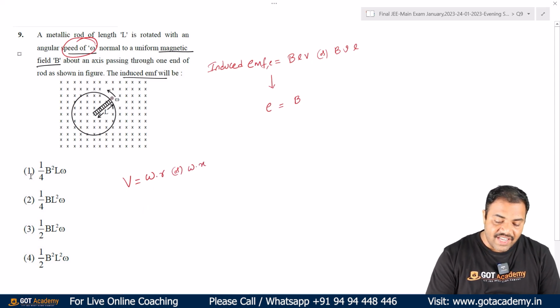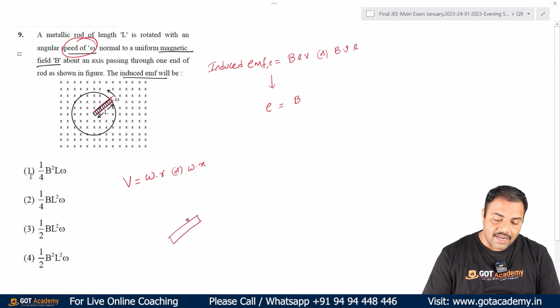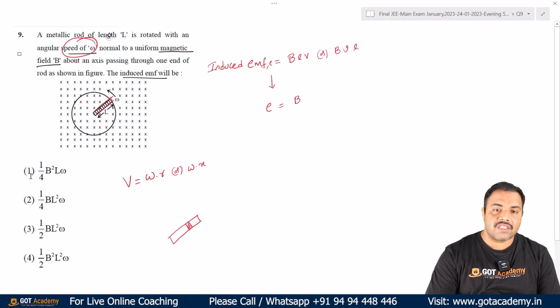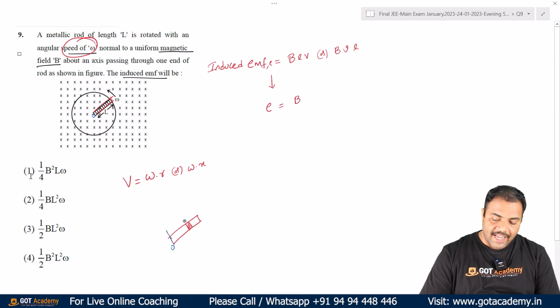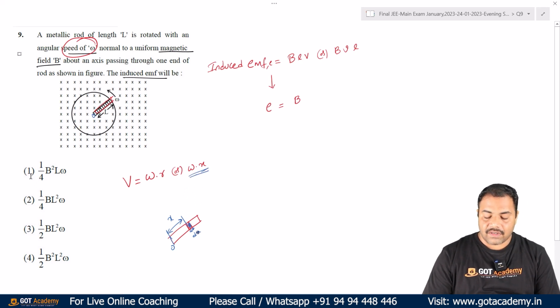Next, I'm taking this rod separately. Let me say I'm interested in finding out some particular point. The distance of this point from the center O is taken as X, where the length of this small element is dx. So V is equal to omega into X. We could say the small length is dl.